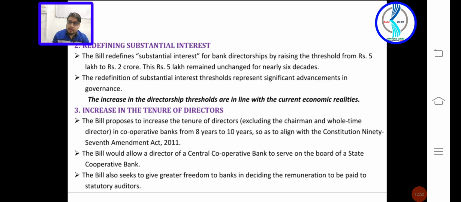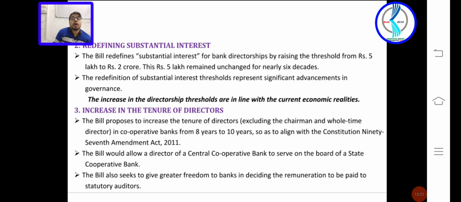Because at least we have to give some space, because in 2, 3, 4, 5, 6 years, we are getting experience. At least use the experience for 10 years, no? So that's why the government decided to increase the tenure of director from 8 years to 10 years. And it is on par with the 97th Constitutional Amendment Act 2011. We have seen, no, the 2011 Act, the 97th Constitutional Amendment Act.